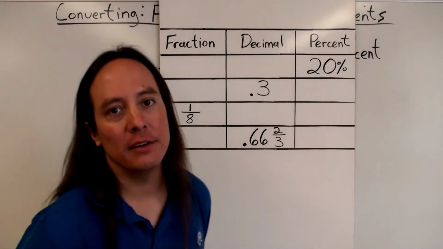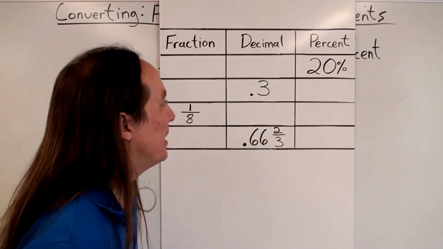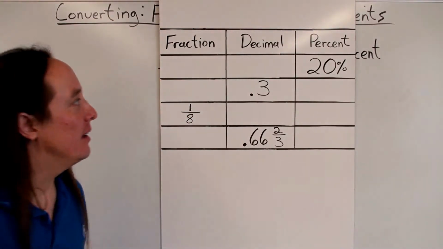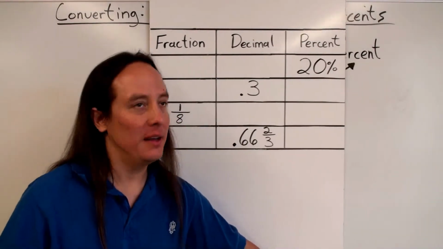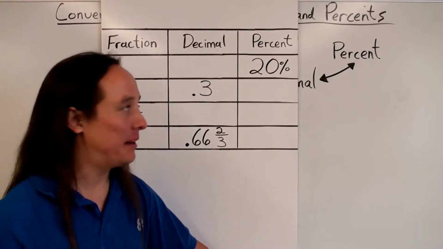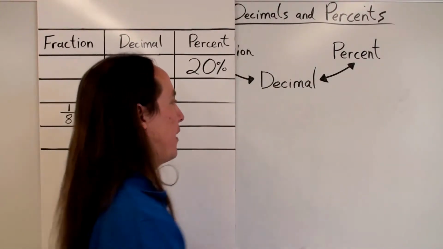Okay, how did it go? Did you get it done? Did it work out okay? We'll start off with the 20%. Now remember, the 20% is an easy one. Well, I'll say it's easy, at least for me, so let's start with that.